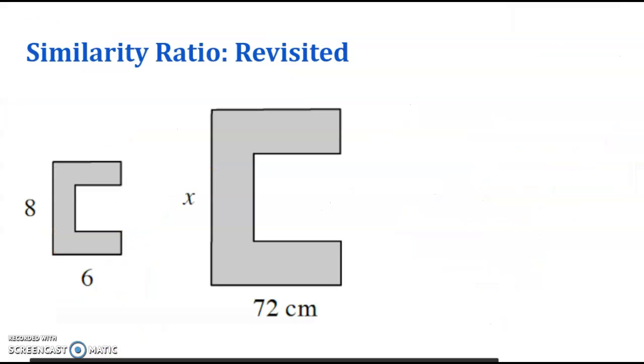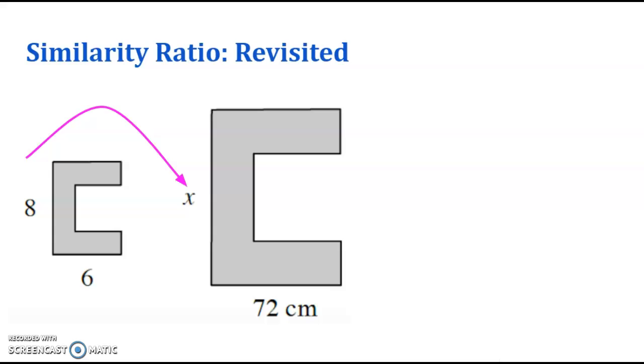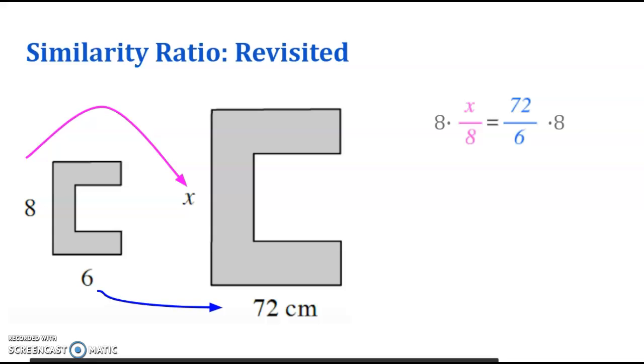Okay, so now let's move on to another topic. We're going to revisit the similarity ratio. So far, we've matched up the corresponding side lengths. In this polygon, we said that 8 and x are corresponding side lengths, and 6 and 72 are corresponding side lengths. We've used the ratio x over 8 is equal to 72 over 6. Or you might have said 8 over x is equal to 6 over 72. Either would be fine. Then from here, you multiply both sides by 8 and you get x to be 96.